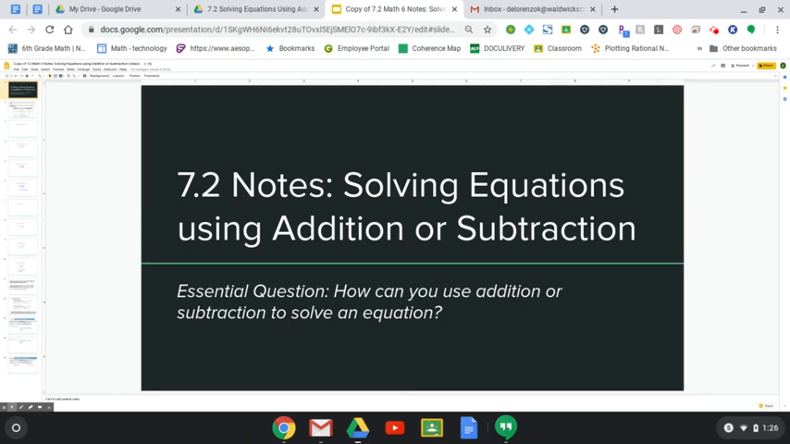We're going to look at how we can solve equations using addition or subtraction. So the past few days we've been focusing on just writing equations. Now we're going to take it one step further and not only write but solve equations.